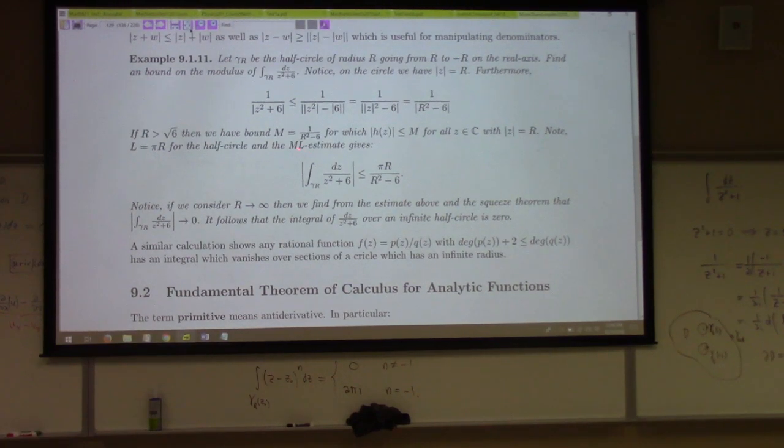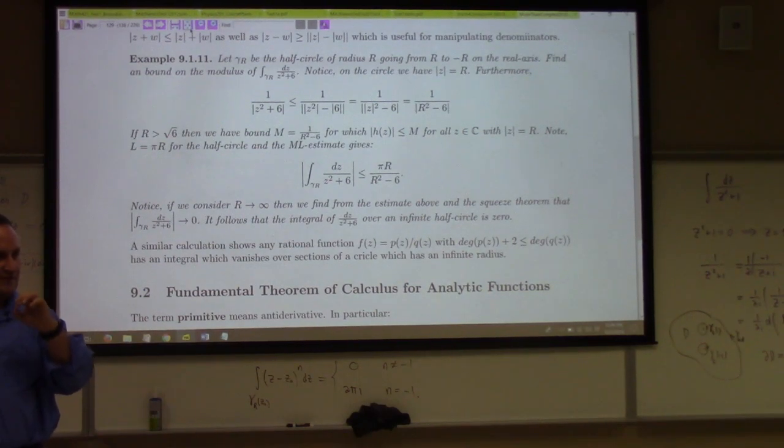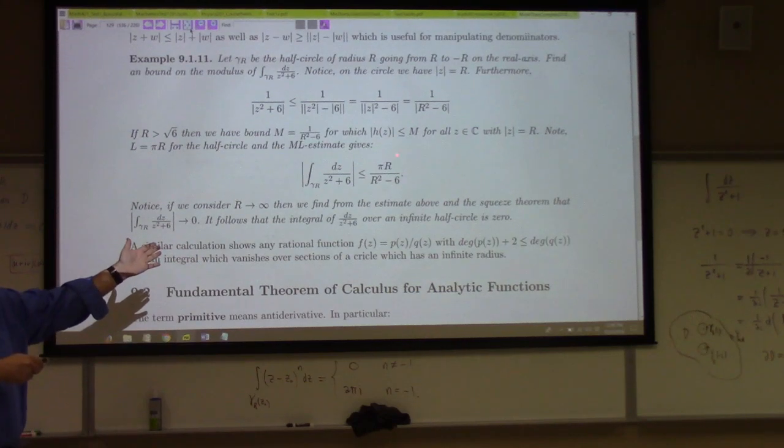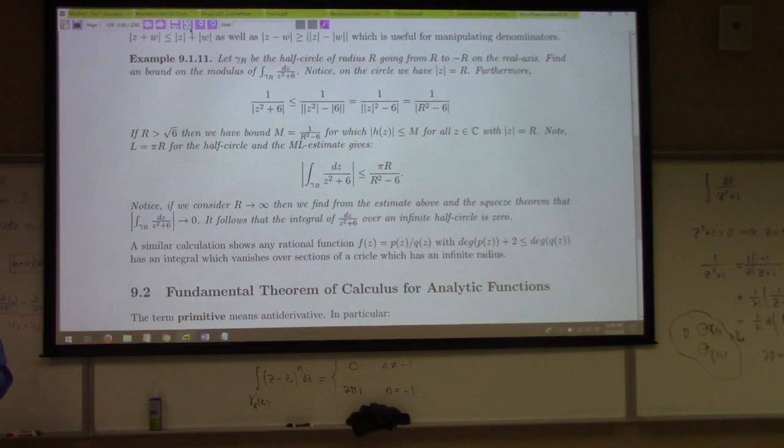And so the ML estimate gives that the integral over the half circle of dz over z squared plus 6 is less than or equal to pi r over r squared minus 6. This is very important towards the end of the course because we like to take these half circles and let the limit of the radius go to infinity. And it's clear as the radius goes to infinity, this goes to 0. So this ML theorem is actually pretty important to our larger storyline in here.